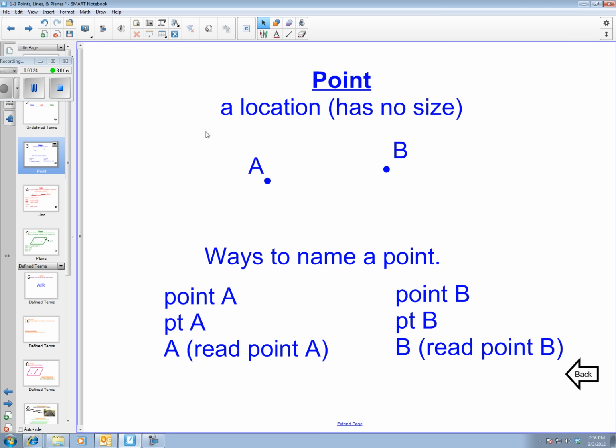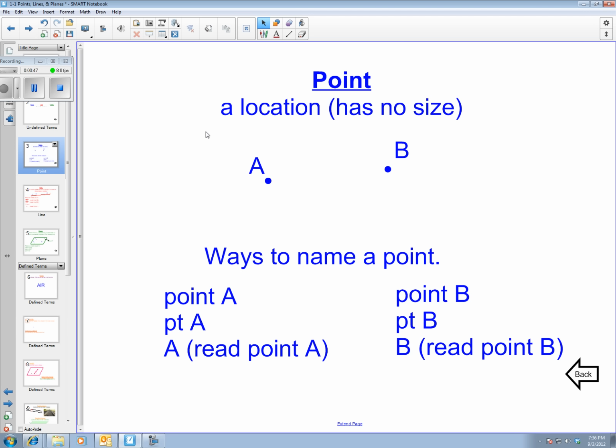A point is a location. It is a dot on a graph. It has no size, it cannot be measured. In the picture on the board, you will see we have point A and point B. These 2 points are labeled with capital letters A and B.